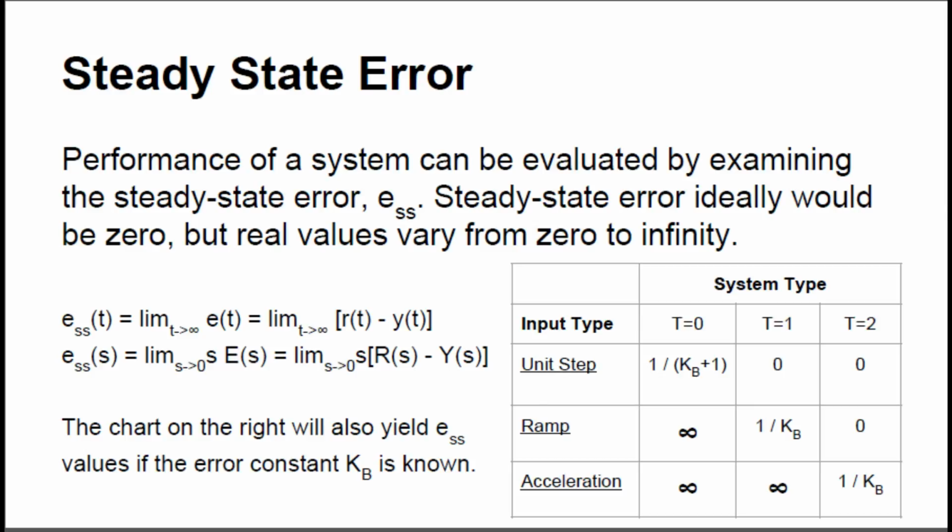Now, it's important to remember that steady state error refers to the error after the system has settled. So systems have different responses, and if you've taken control systems, you know that sometimes the response will oscillate for a period of time before settling at a particular value. And this steady state error refers to how far off that response is after it's had time to settle within 2% of its final value. And so that's your steady state error. The performance of the system can be evaluated by examining the steady state error we just said. Ideally it would be 0, but it doesn't work out that way in actuality.